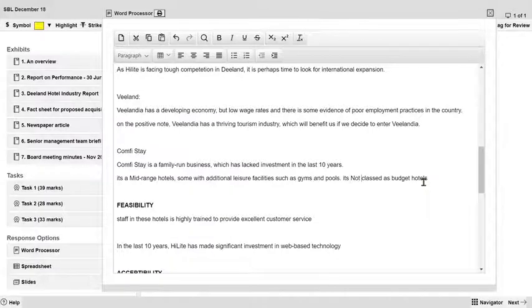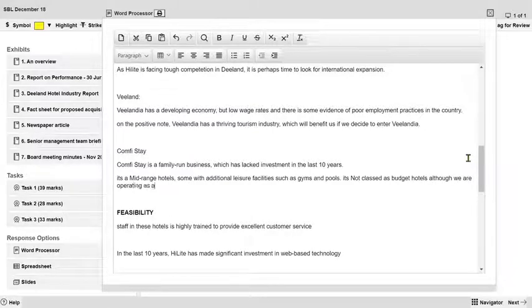It's not classed as a budget hotel, although we are operating as a budget hotel in D-Land. That's it. Very, very basic, your own thought in one line.